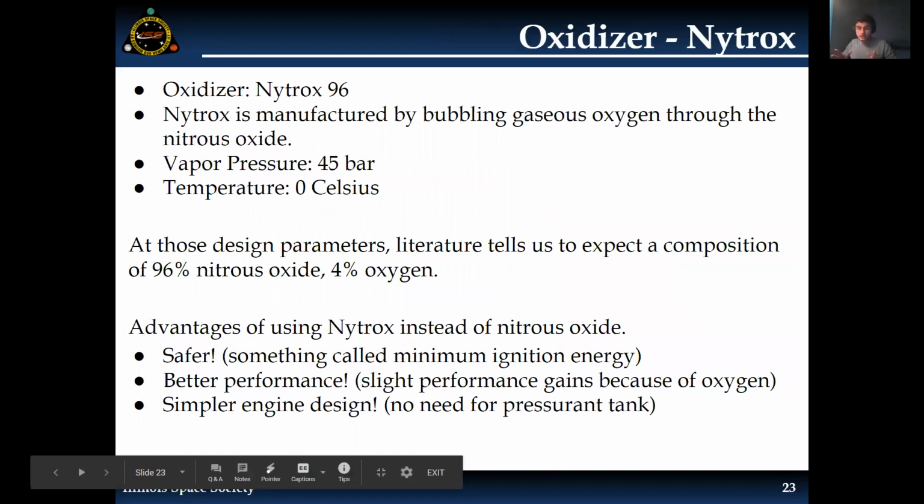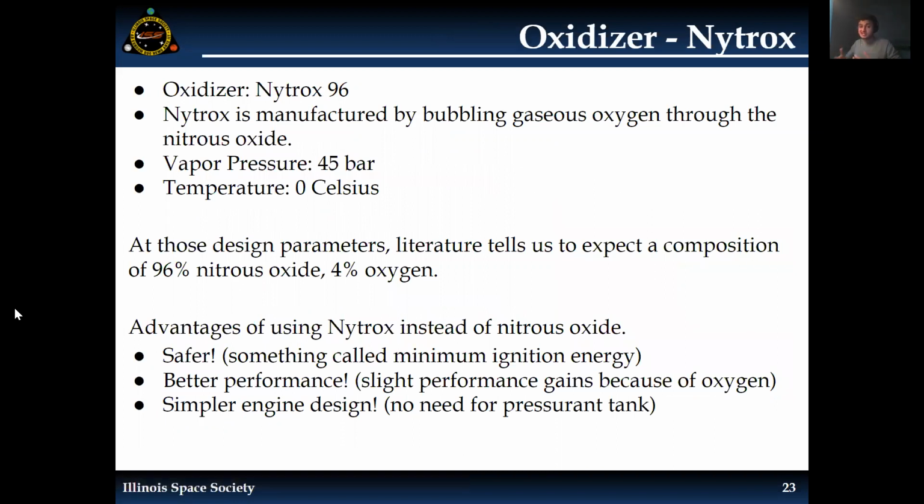Thanks. So in our case, we're using something called Nitrox 96. Nitrox in and of itself is a mixture. It's essentially nitrous oxide and oxygen. So you know how Diet Coke or Coca-Cola is a mixture of water and carbon dioxide? Soda is a mixture of water and carbon dioxide. In this case, imagine nitrous oxide is the water and oxygen is the carbon dioxide. It's bubbled through. So what we do is we take nitrous oxide and we bubble gaseous oxygen through it, and then it dissolves into the nitrous oxide.